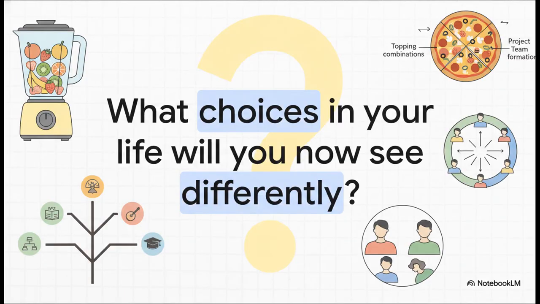So there you have it. We started with a fun little question about making juice, and we ended up with this really powerful way of looking at the world and counting choices. And seriously, this idea is everywhere, from picking pizza toppings to building a fantasy football team. Now that you know this little secret about counting, I wonder, what choices in your own life are you going to see a little differently?